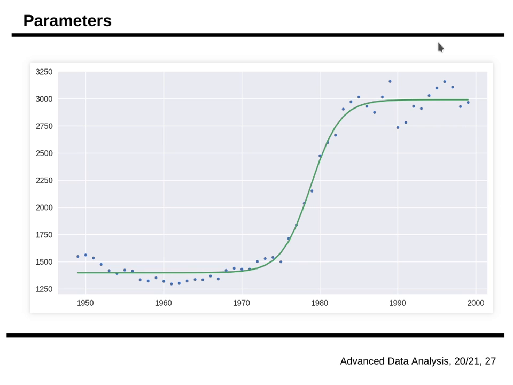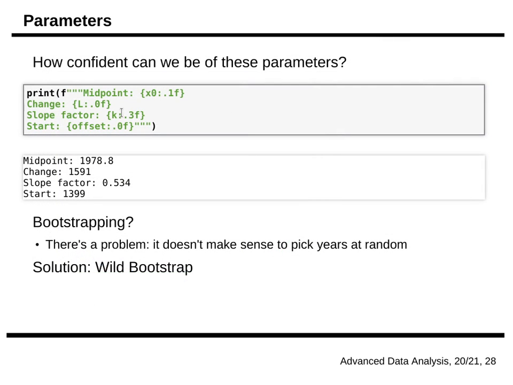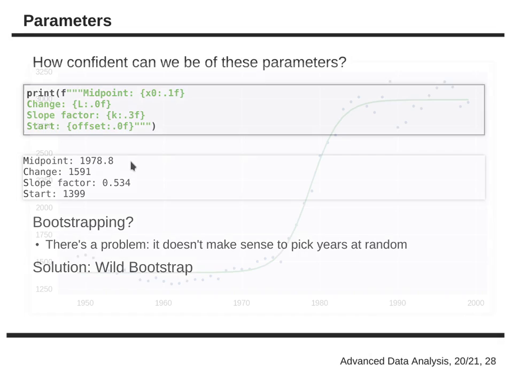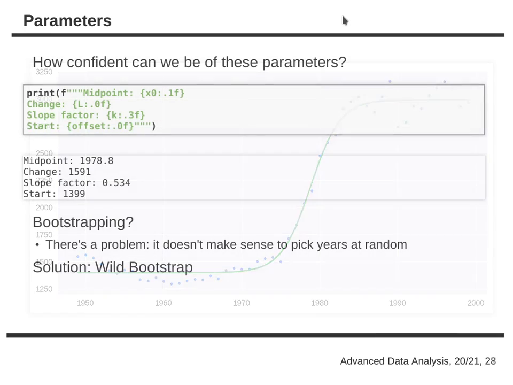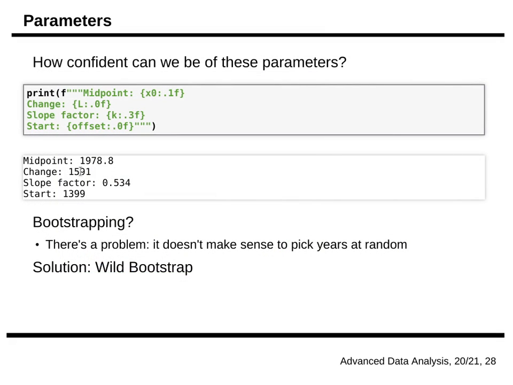Now the question is, what can we say about these parameters? We can print the parameters. So this x0 is the midpoint, 1978.8. So by late 1978, apparently from our model, was where we were halfway between these two changes. This is how much things change.